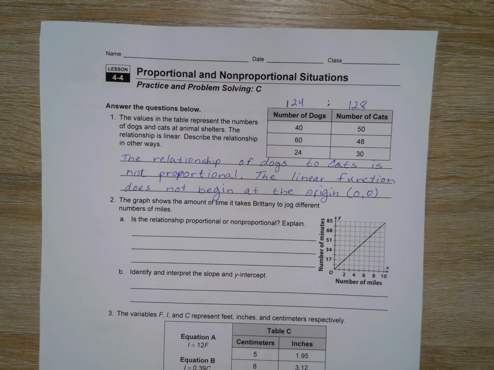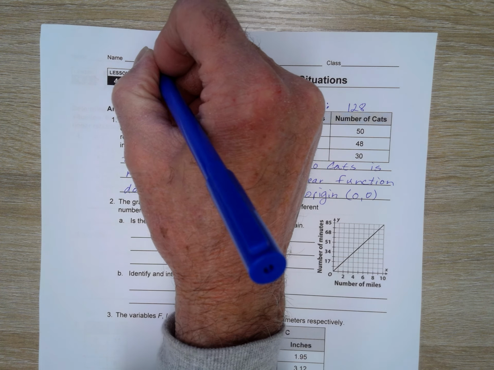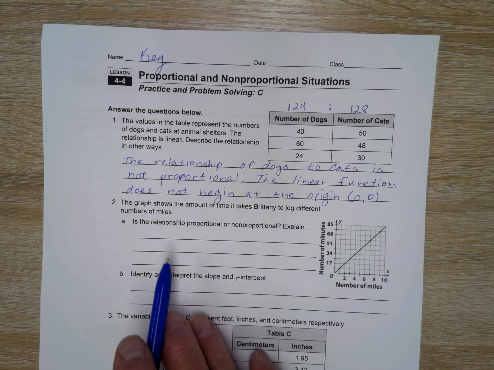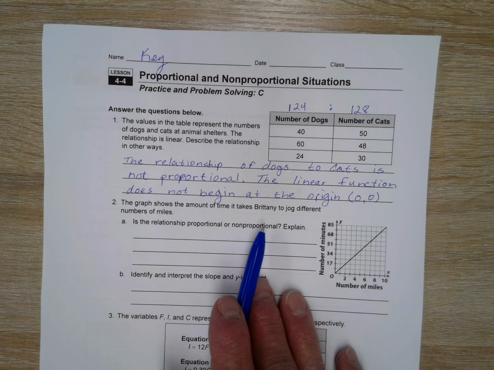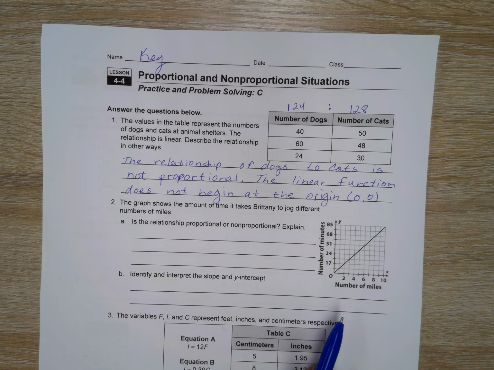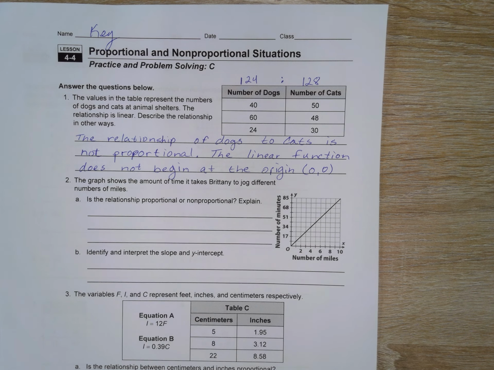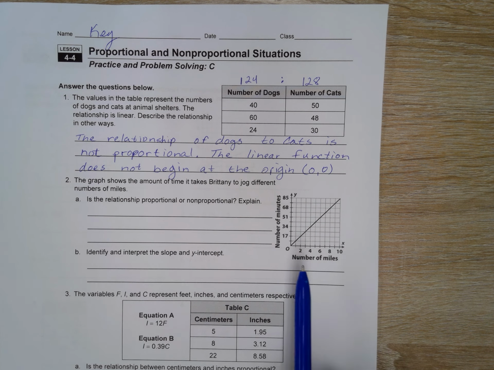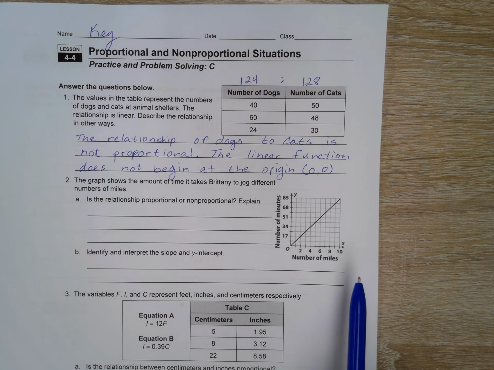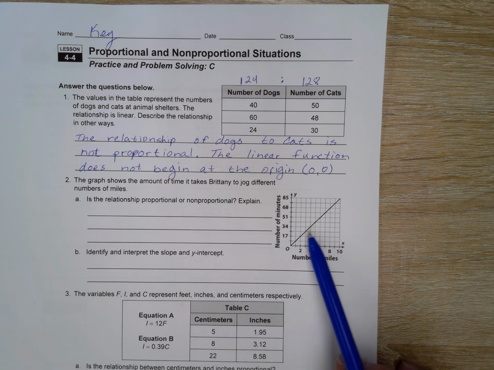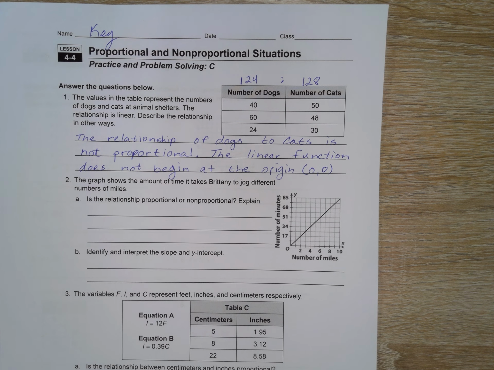Let's go on to number 2. The graph shows the amount of time it takes Brittany to jog different numbers of miles. When you look at a graph like this, before you look at any question, look at the graph. Look at the line. It's a straight line. It starts at 0, 0. So right away, I know that it is proportional, and I know that it is linear.